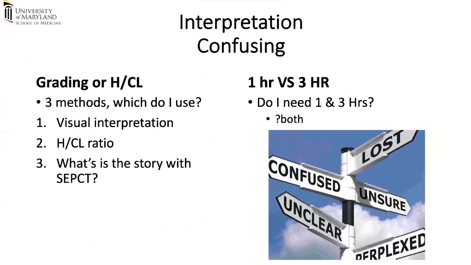So, interpretation confusion. The first thing is the grading. Do we do grading? Do we do heart contralateral lung? Out of the 3 methods, which do I use? Do I do visual interpretation? Do I do heart contralateral lung ratio? What's the story with SPECT? Where does this fit into all this? And then you read the guidelines and you go, it's 1 hour and it's 3 hours. Do I do the 1 hour? Do I do the 3, or do I do both? So I found this confusing, unsure, unclear, perplexing, and kind of lost in the sauce.